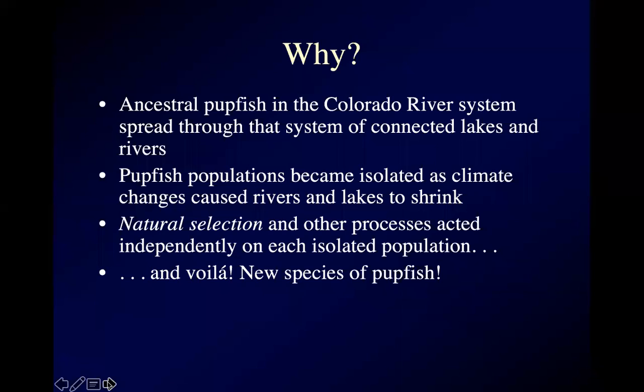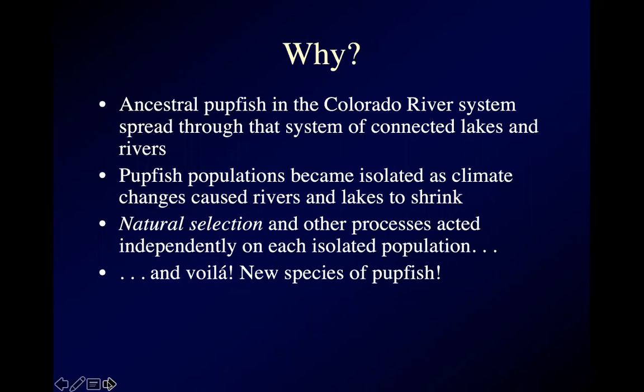So by about 11,000 years ago, we had pupfish living in that system of lakes and rivers. They probably could migrate from one to the other, and they might have all been able to interbreed. Pupfish from anywhere in that system of lakes and rivers could have bred with pupfish from elsewhere in the system.